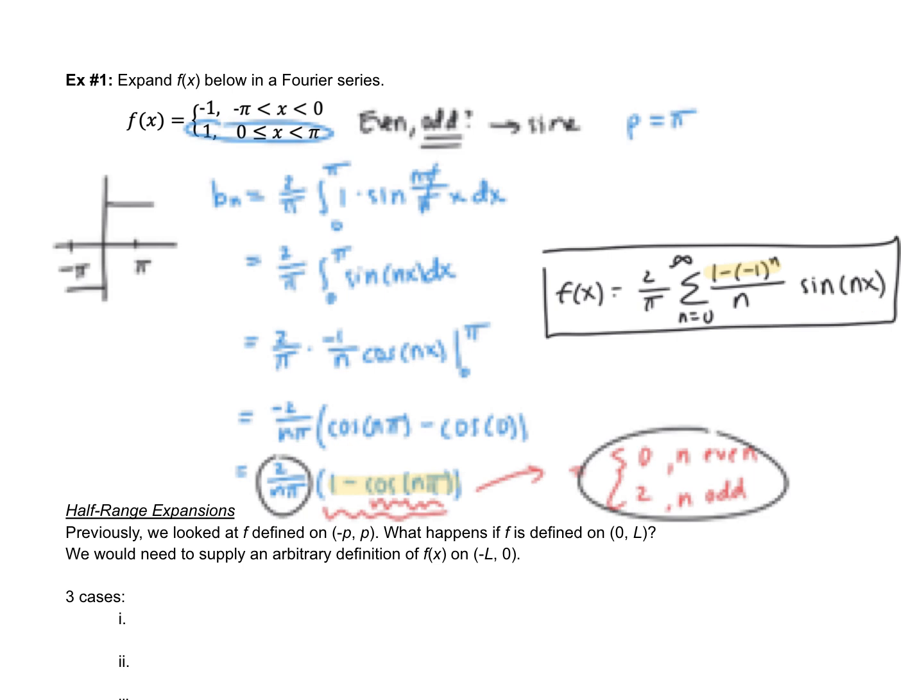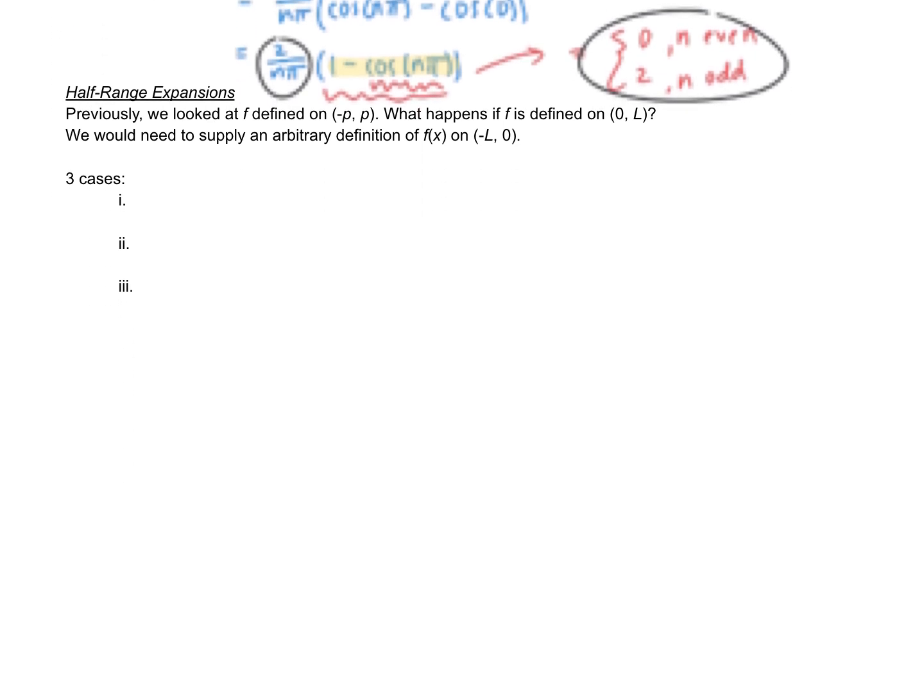So we'll notice we used a Fourier series, but it was significantly more efficient than what we did in 11.2. Okay, now that we know how to handle sine and cosine series, let's move on to what we call half-range expansions. Up until this point, we have looked at f defined on some interval negative p to p, a symmetric interval. What happens though if f is defined on a different interval, like 0 to L? In order to do a Fourier series, we're going to need a symmetric interval. So we're going to need some arbitrary definition on the interval negative L to 0, so that when we put these two together, we end up with a symmetric interval.